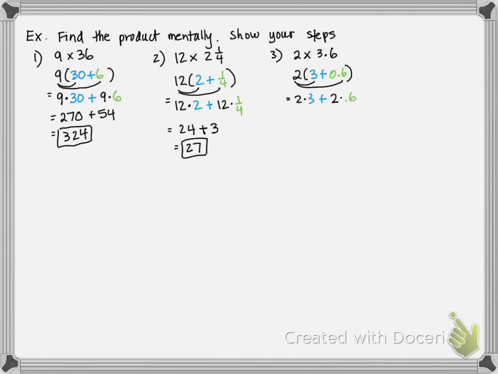Okay. So the tricky part is remembering with decimals. 2 times 3 is 6. That's easy. And then 2 times 6 is 12, but there's one digit after the decimal point, so I really get 1.2. So then I end up with 6 plus 1.2. Well, the whole numbers add, giving me 7, and then I'm left with a 0.2.